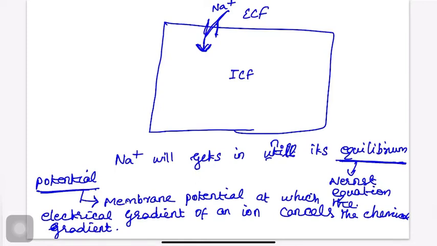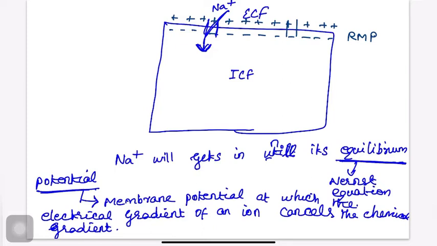What does it mean, the electrical gradient and chemical gradient? So we shall take this example again. As the sodium channels open, initially, as we know, inside will be negative at resting state. Inside will be negative and outside will be positive. This state is the polarized state, or the resting membrane potential.